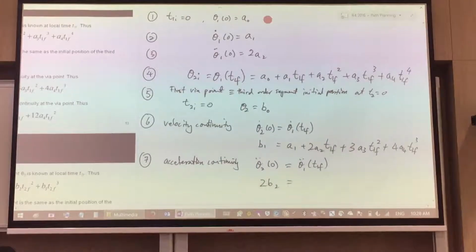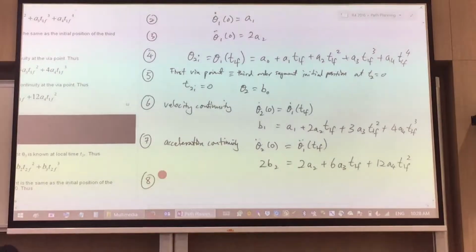I'm not going to work it out. You can work it out by substituting 0 into the acceleration equation. So for the acceleration equation for segment 1, substitute t1f into it. So you get 2a2 plus 6a3 t1f plus 12 a4 t1f squared.